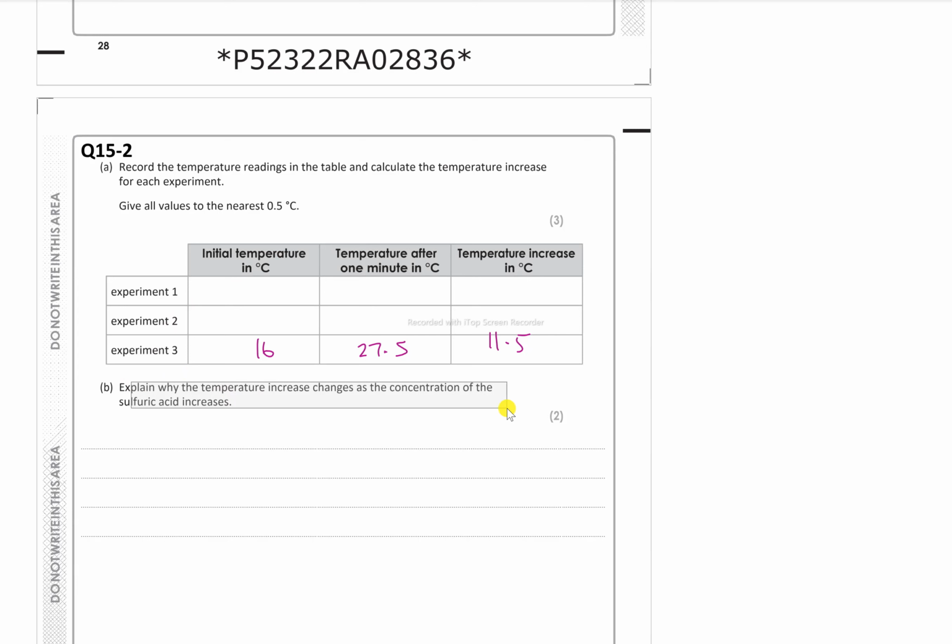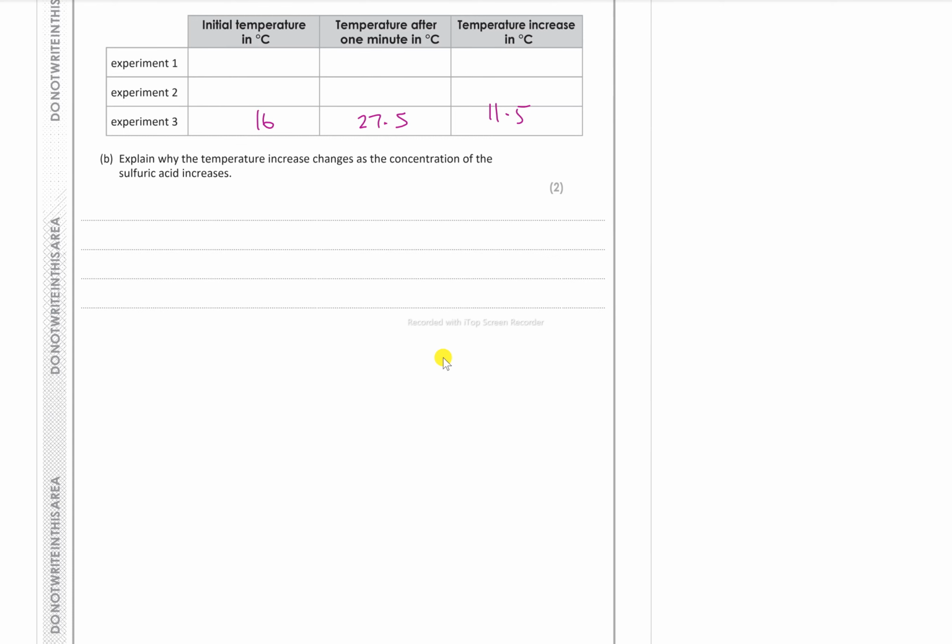Explain why the temperature increase changes as the concentration increases. Right, as the concentration of acid increases, you've got more particles per, how can you say it, per unit volume. So that means that, first of all, the reaction occurs more quickly, or the rate of reaction increases.